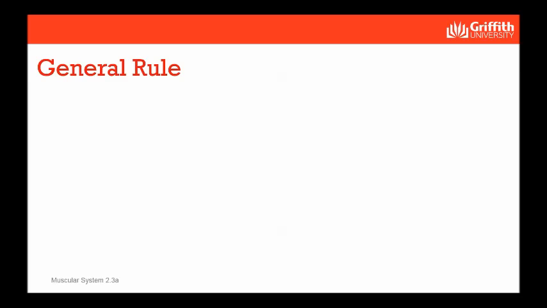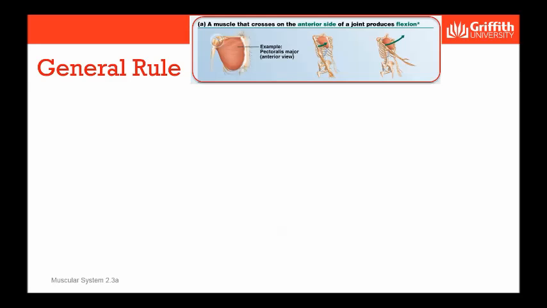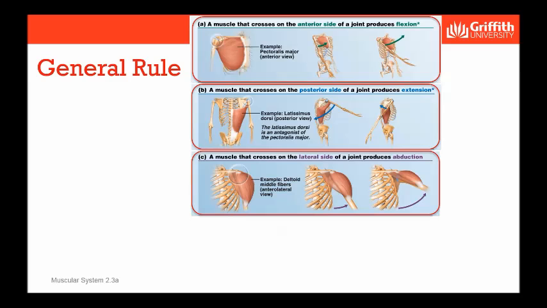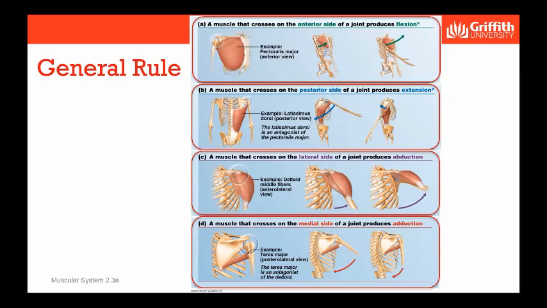Before we look at specific muscles of the upper limb, let's review the general rule that we discussed in our last mini lecture. A muscle that crosses on the anterior side of a joint produces flexion. A muscle that crosses on the posterior side of the joint produces extension. A muscle that crosses on the lateral side of a joint produces abduction. And a muscle that crosses on the medial side of a joint produces adduction.